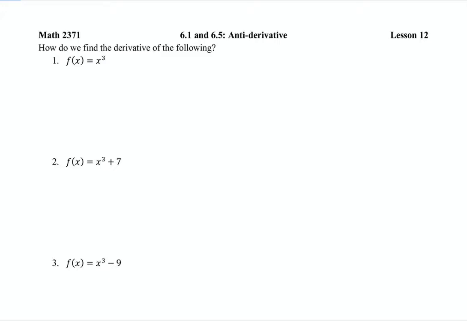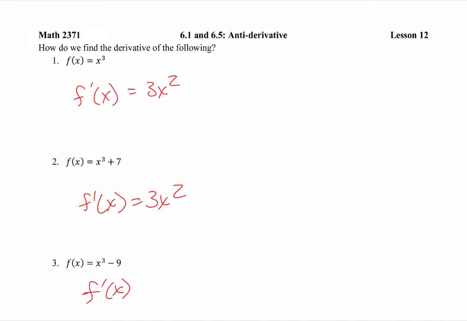So what is the derivative of x cubed? So the derivative of x cubed is 3x squared. So what is the derivative of x cubed plus 7? So the derivative of x cubed plus 7 is 3x squared. What is the derivative of x cubed minus 9? So the derivative of x cubed minus 9 is 3x squared.